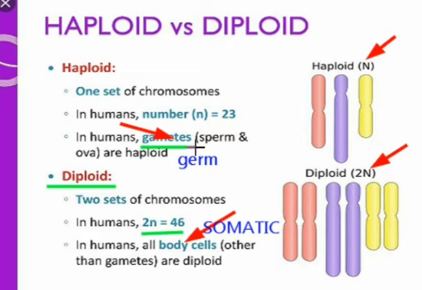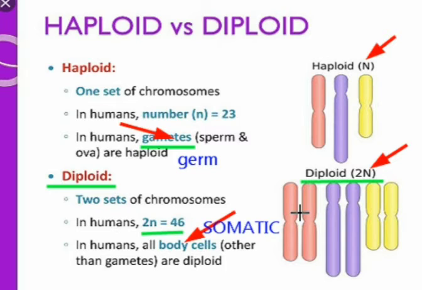That is why they are haploid. Gametes are haploid. All the cells in your body are diploid. Di means two, di means double. See here, diploid means 2n.